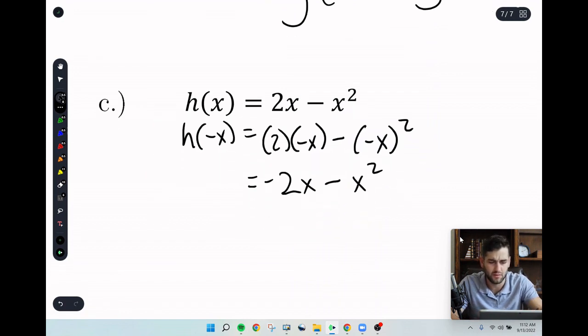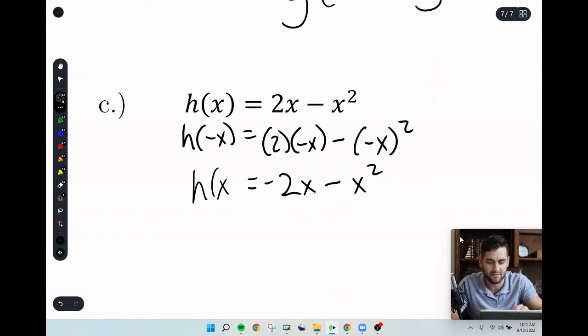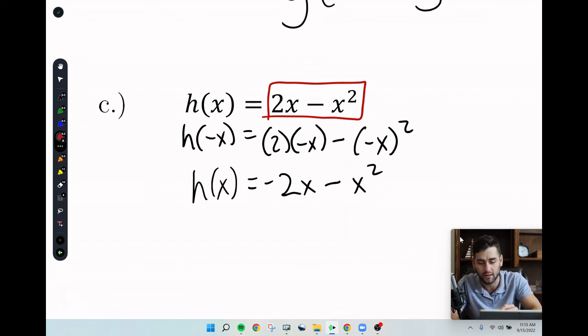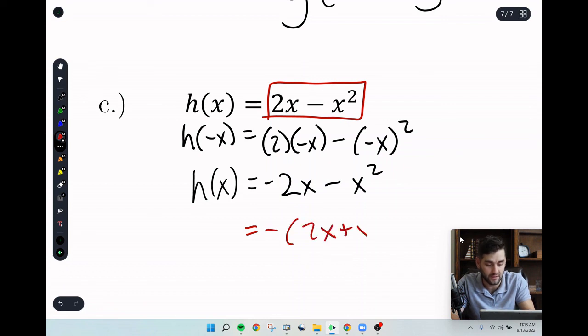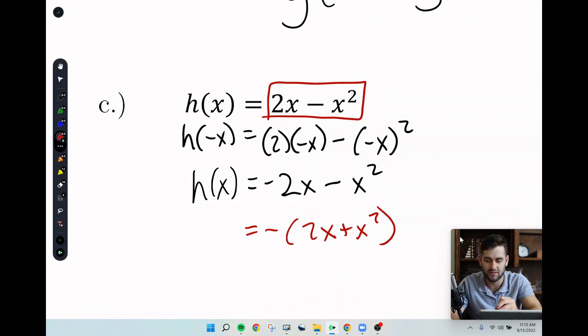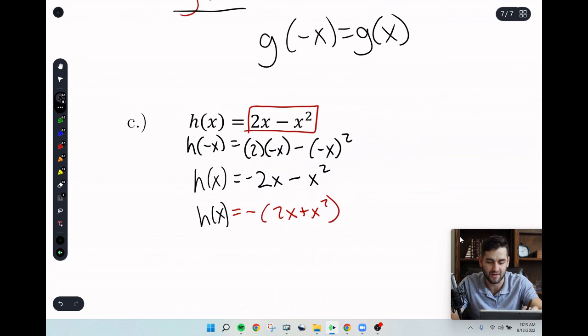Ooh. Well, that's not our original function. If I'm going to do this red box again, that's not the same thing. But what if I pull out a negative sign? Let's try to pull out a negative sign. Equals negative 2x plus x squared. Well, that's also not our original function. So h of x really doesn't relate to h of negative x in any special way. Well, that's not h of x. That is h of negative x because we changed the signs. So h of negative x doesn't really relate to h of x in any special way.